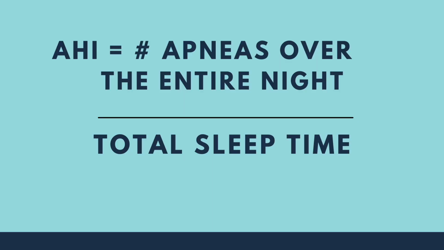When we calculate your AHI, or Apnea-Hypopnea Index, we're counting how many of these apneas, or red shaded areas, you have over the entire night and divide it by the amount of time that you are asleep. This gives us an average, which is your AHI. Your AHI is reported on your sleep study, and it's used by your healthcare team to make treatment decisions.